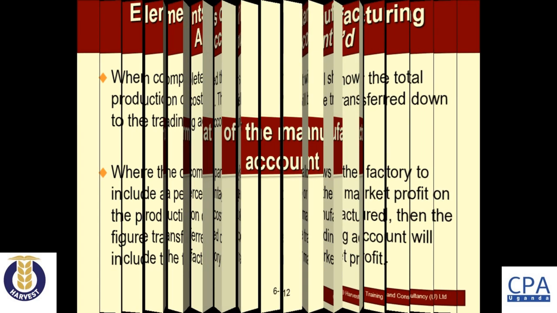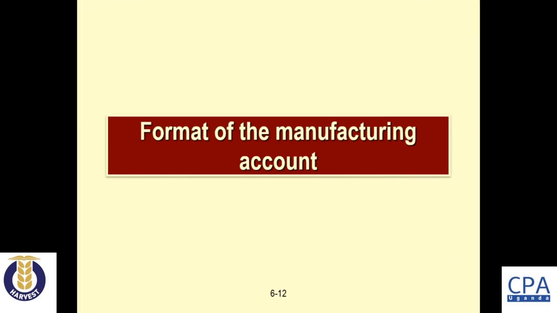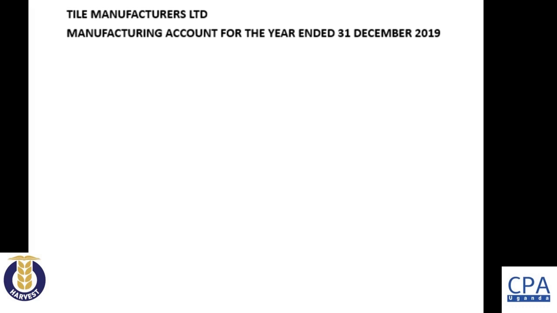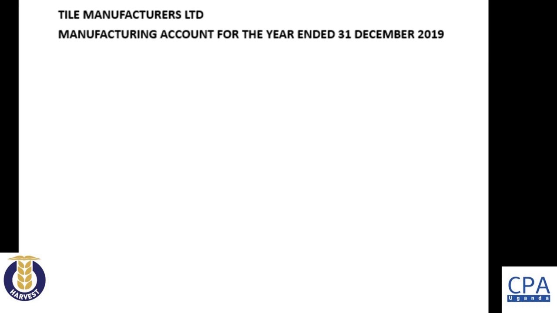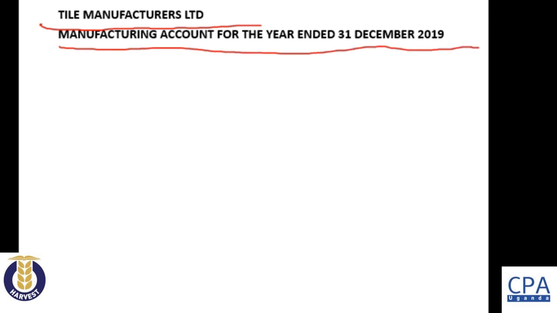Next, to move into the format of the manufacturing account. And of course, I'm going to present my format on a separate sheet here. So this is my sheet where I'm going to present the format for the manufacturing account. And of course, as we have done before, we give our account a title. So this one I'm calling Tile Manufacturers Limited Manufacturing Account for the year ended 31st of December 2019. So this is a very nice title for us here.